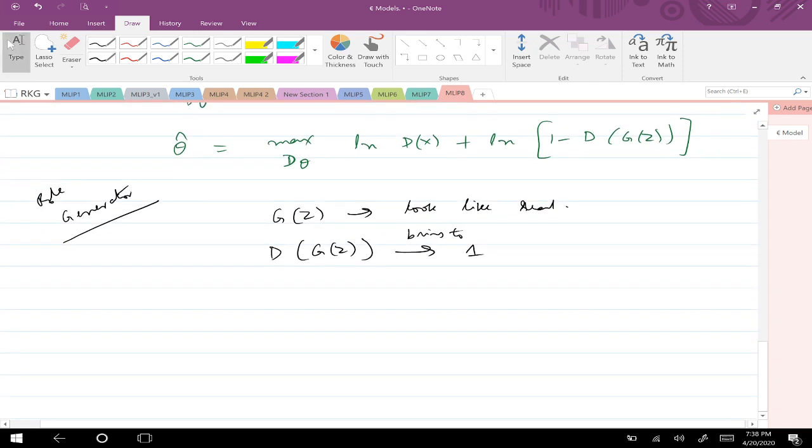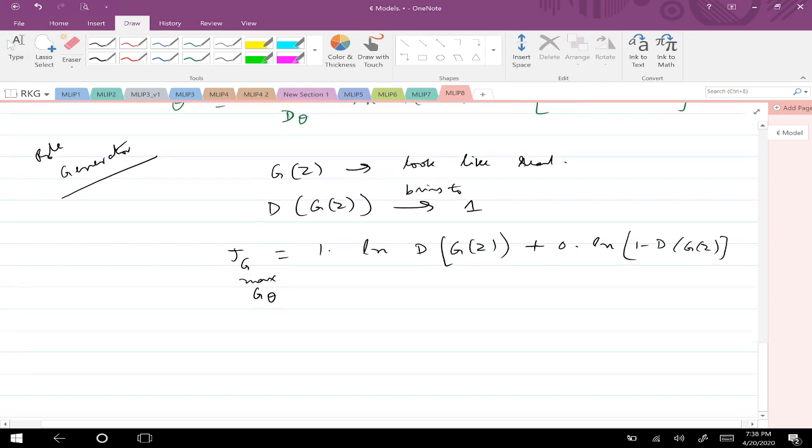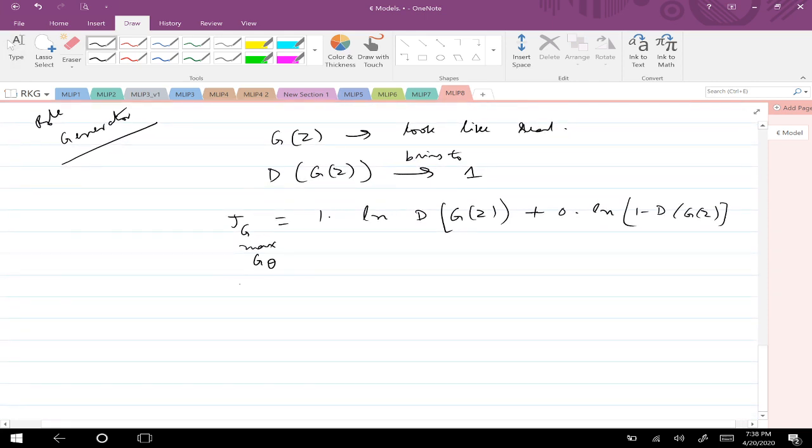So how do I do this now? The objective function for the generator is ln of D of G of Z times 1, plus the other term, 0 times ln of 1 minus D of G of Z. This has to be maximized with respect to the generator's theta. So this is the objective of the generator: find theta hat, where this theta is the generator theta.